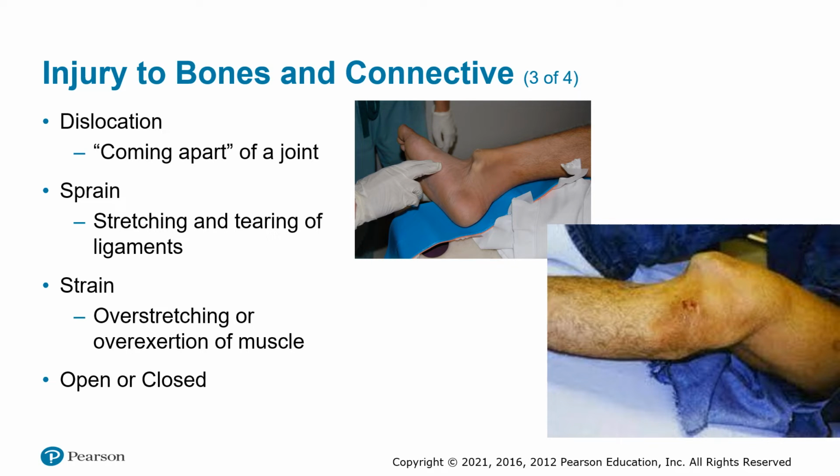You can also have a dislocation, a sprain, or strain. Dislocation is where the joint comes apart. A sprain is a stretching or tearing of the ligaments, and a strain is overstretching or overexertion of the muscle. Again, they can be open or closed.